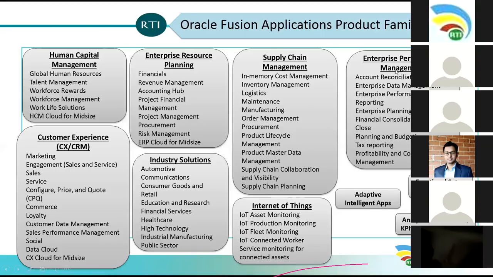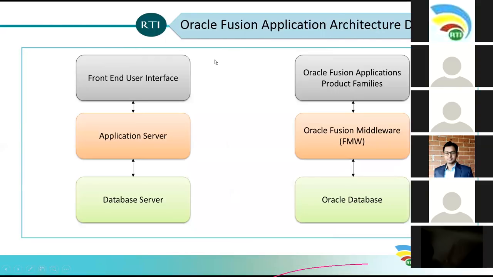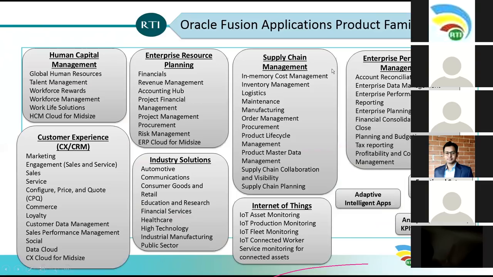Supply chain management, enterprise performance management, customer experience, industry solutions, Internet of Things, adaptive intelligence application, functional setup manager, analytics, dashboards, KPIs, and extensibility framework. These are all the different product families which typically you access from the front end, basically. That's what you're going to access. Okay. Out of all these product families, our whole concentration is on human capital management. Human capital management is the product family which we are going to learn.